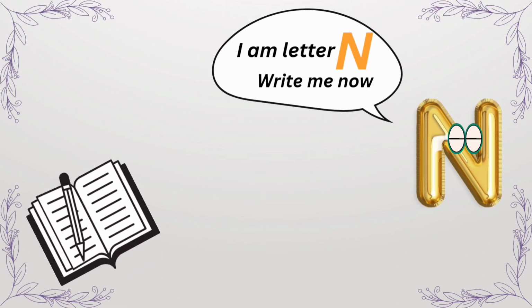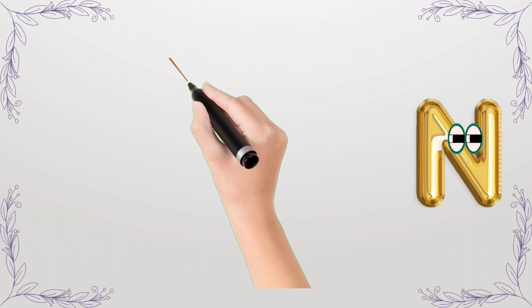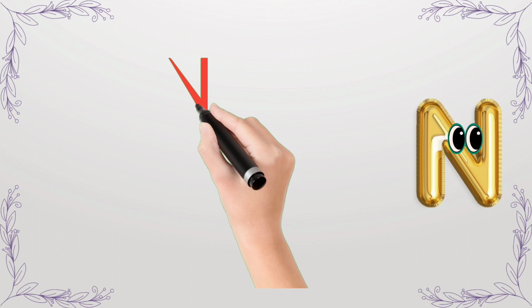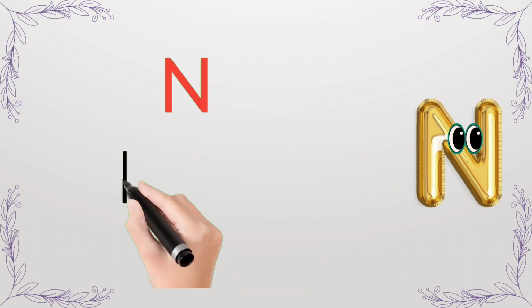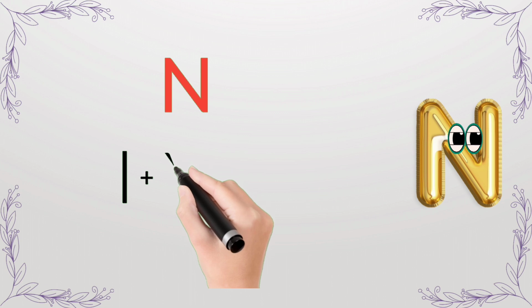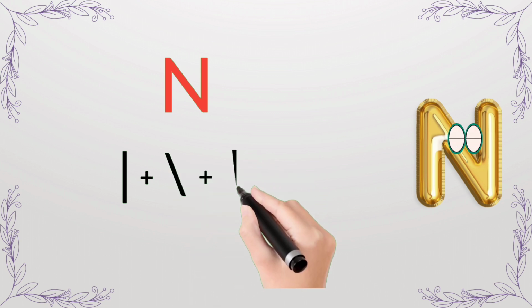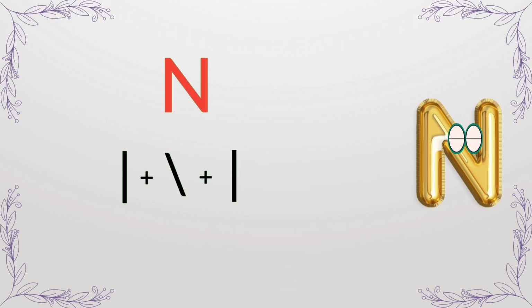I am letter N. Write me now. 2 straight lines, connect the top of the first line to the bottom of the second line with a diagonal line. Say N 5 times and write N, N, N, N, N.